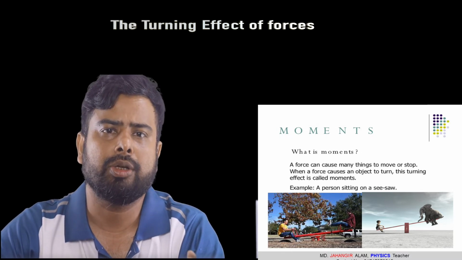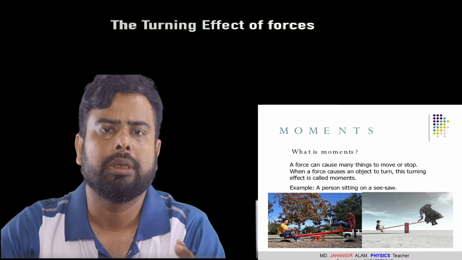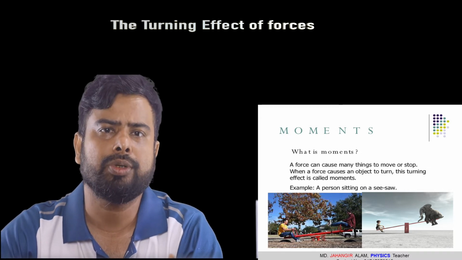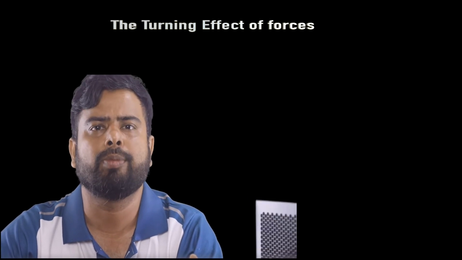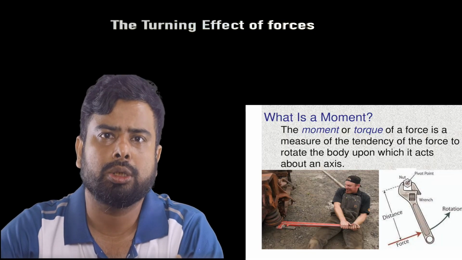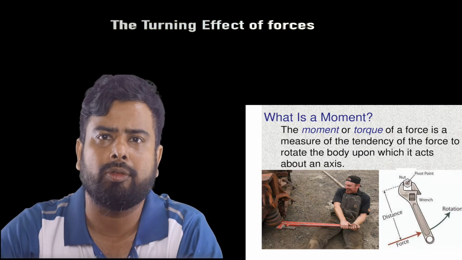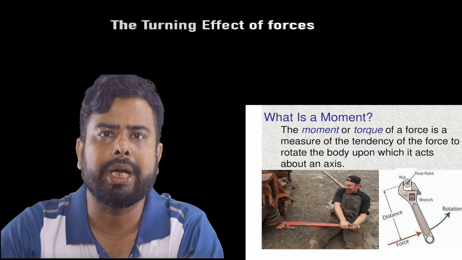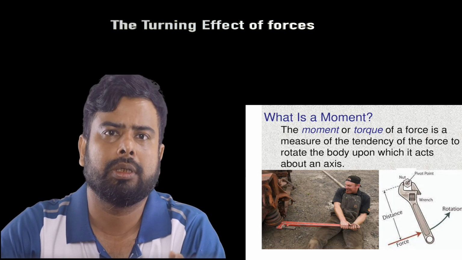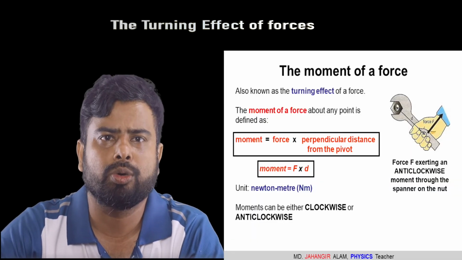So the person has a weight, so the weight of the person produces a turning effect of force. Its short form is moment. So the moment or torque of a force is the measure of the tendency of the force to rotate the body upon which it acts about an axis. Turning effect of force, also known as moment.